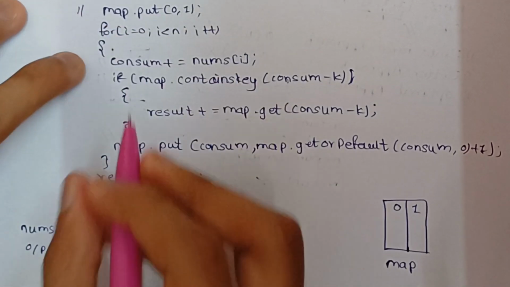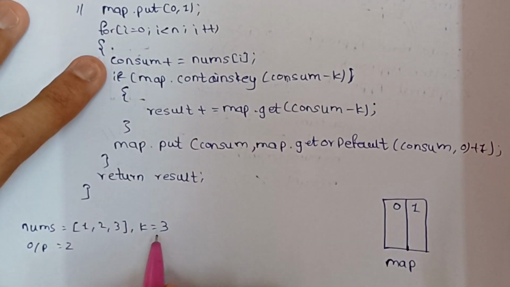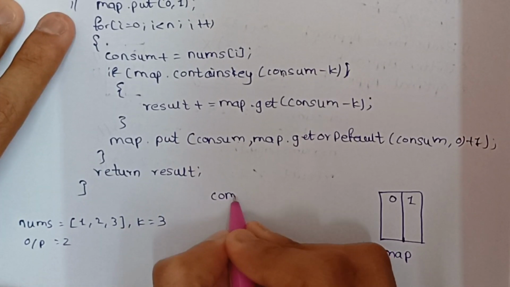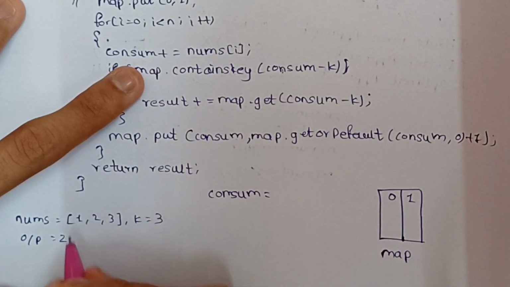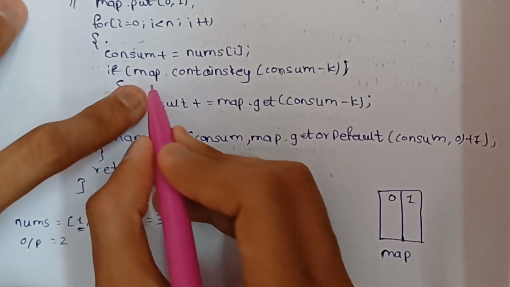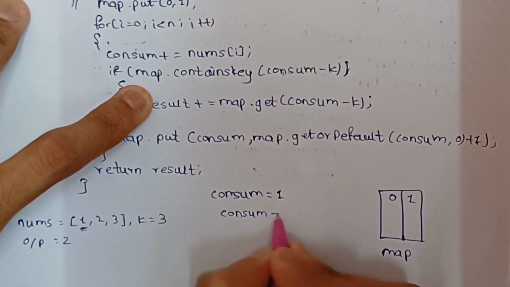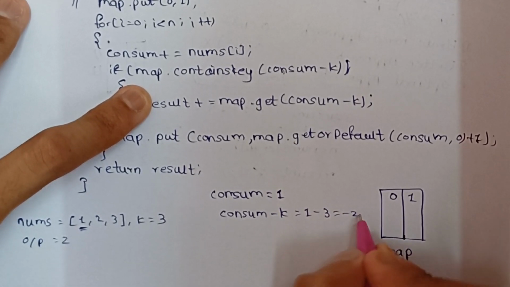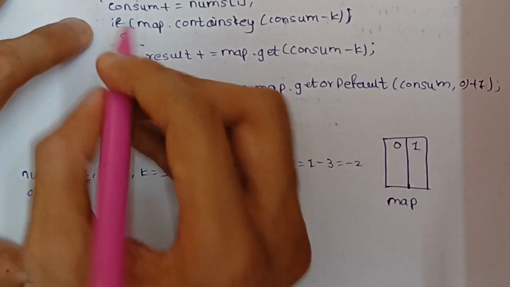Now we will implement a simple for loop. I have taken this example. At the start, consecutive sum equals consecutive sum plus nums of i, which is 0 plus 1, equal to 1. Now we check if the map contains consecutive sum minus k, which is 1 minus 3, equal to minus 2. Is it in the hash map? It is not in the hash map, so it will not run the if part.